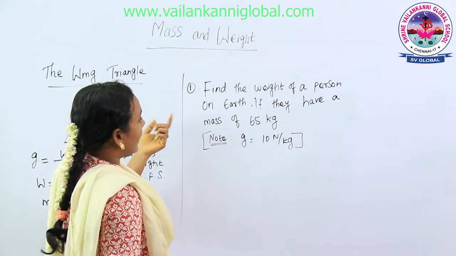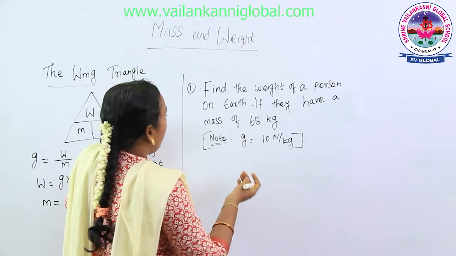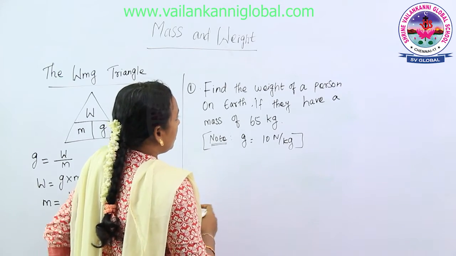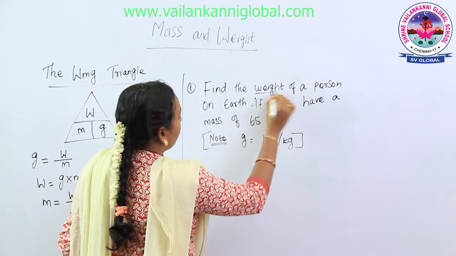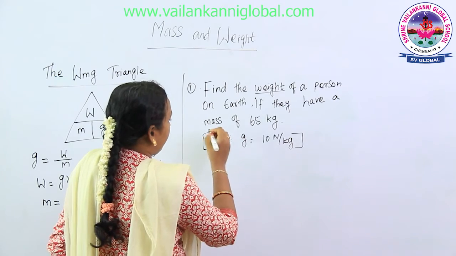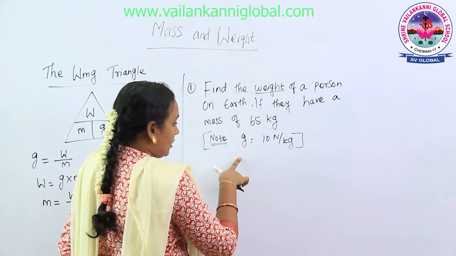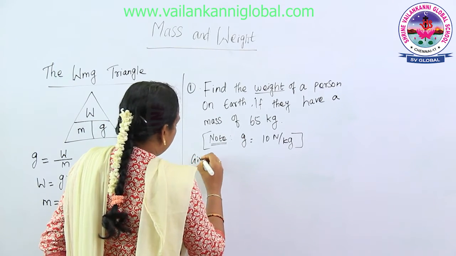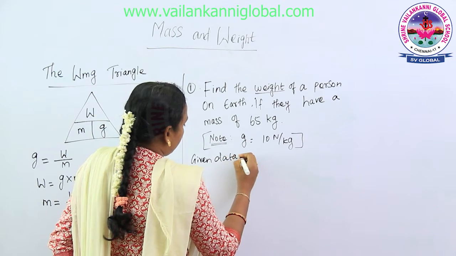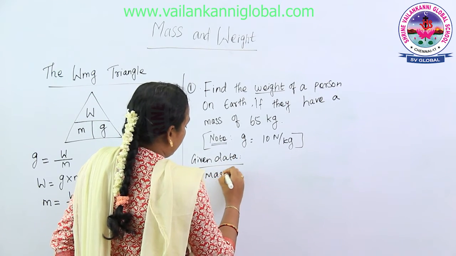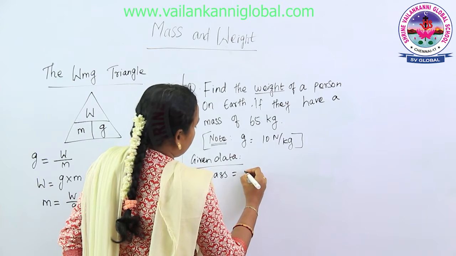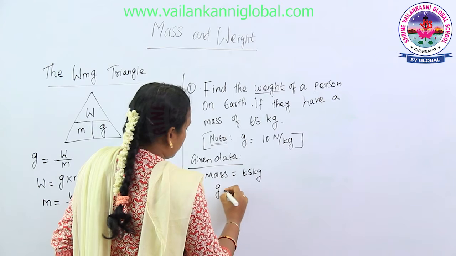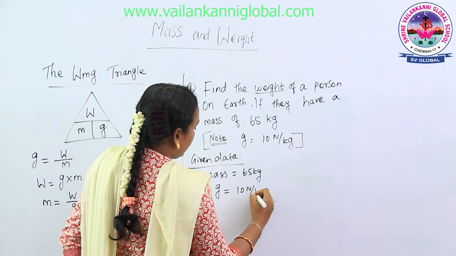So first one, find the weight of a person on earth if they have a mass of 65 kg. So they are asking to find the weight, but the data are given only for mass and gravitational field strength is also given. So first write the given data. So mass is equal to 65 kg and gravitational field strength G is equal to 10 Newton by kg.